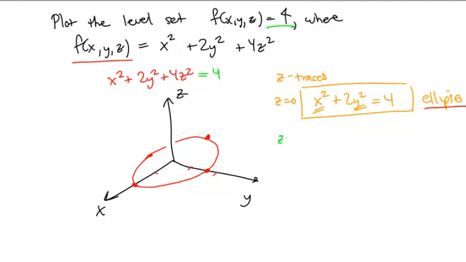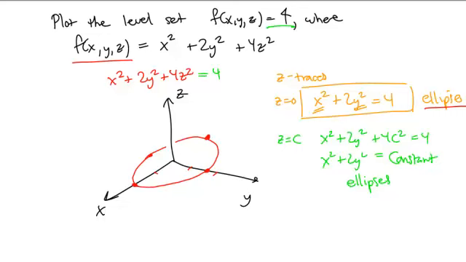Now, if I want to look at any other value of z, say z equals a constant c, we're going to get the equation x squared plus 2y squared plus 4c squared equals 4. And so that means that we're going to get x squared plus 2y squared is equal to some other constant. This tells me that all of the other traces should be ellipses. So I'm going to see ellipses stacked above and below this guy.